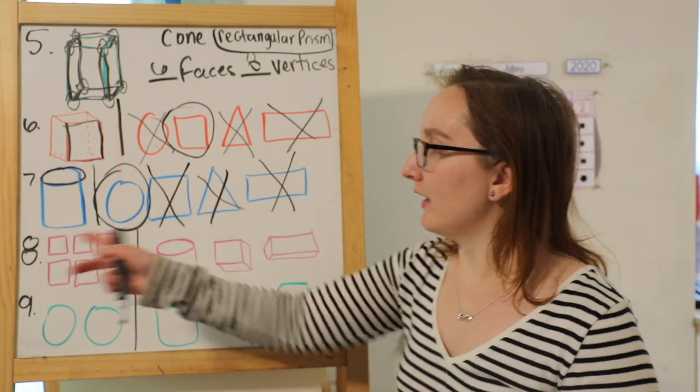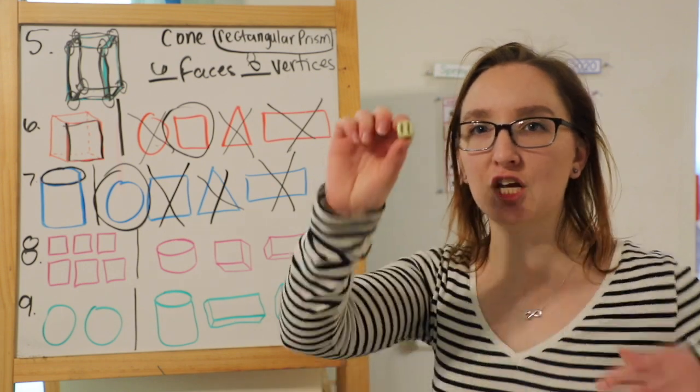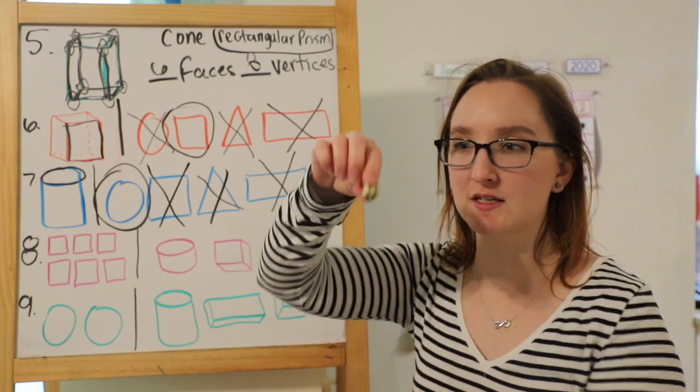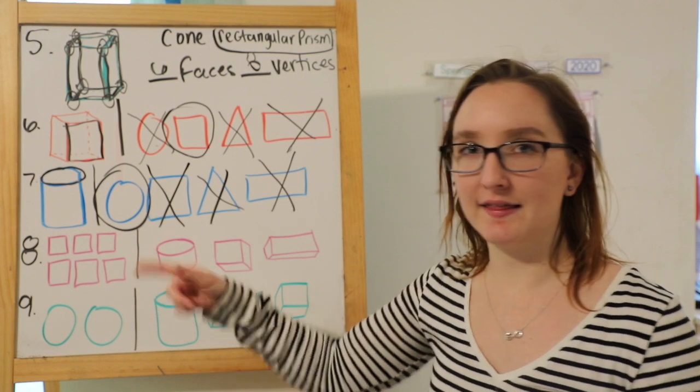Now number 8, we're looking at each one of those faces. So it's kind of like if we took this cube here and I dipped each face into a different color and I just stamped each face down on a piece of paper, I would see something like this.